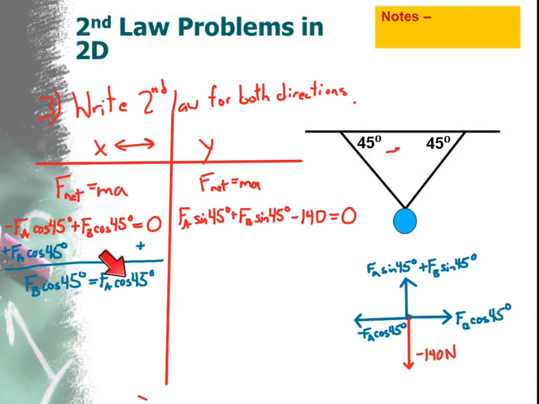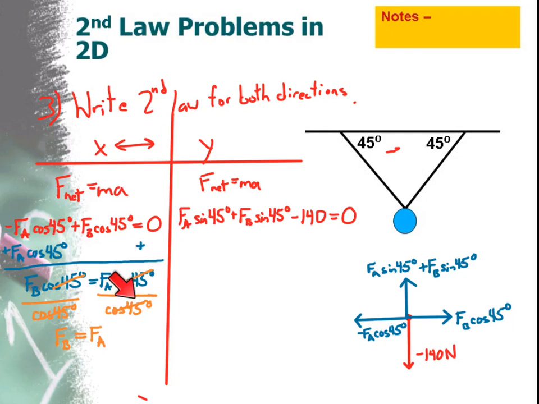And on the other side of the equal sign, I now have positive f sub a cosine 45. That's what I added here, but I didn't have enough room to write it, so my apologies. Now, if I divide both sides by cosine of 45 degrees to get rid of this factor in front of the f sub b, it turns out that f sub b equals f sub a. All these cosine 45s just divide out.